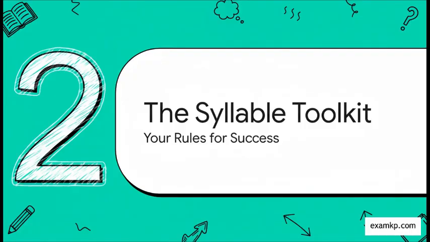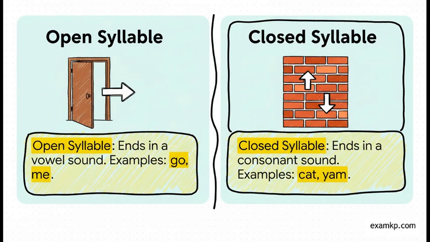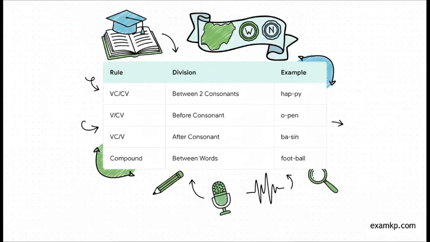Okay, so now that we know what a syllable actually is, let's start building our toolkit. These are the rules you can use to break down any word you come across, and it's going to take all the guesswork out of the equation. First, it really helps to know the two basic types of syllables. You've got an open syllable, which ends in a vowel sound. Think of words like go or me. And then you have a closed syllable, which is closed in by a consonant at the end, like in cat or yam. Just being able to spot these two types helps you see how a word is built.